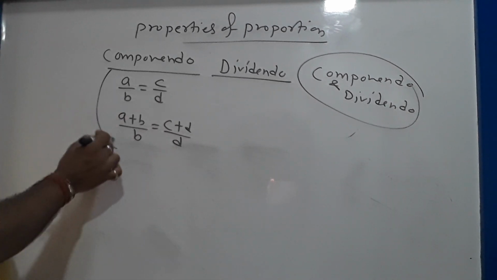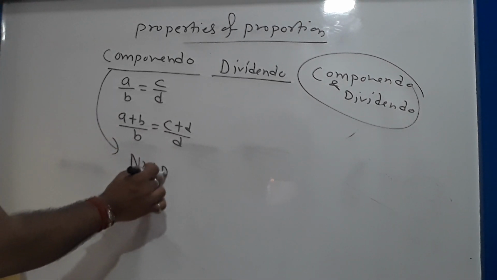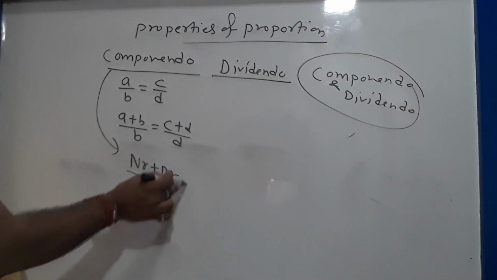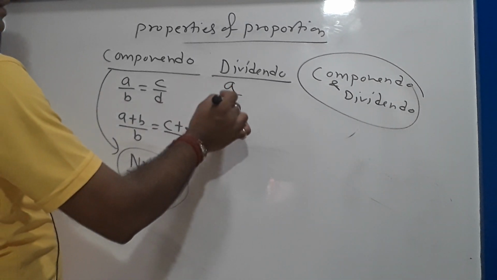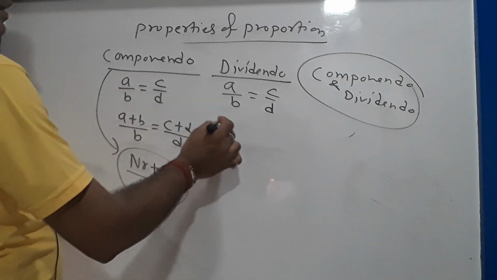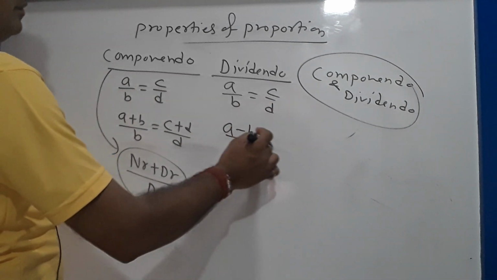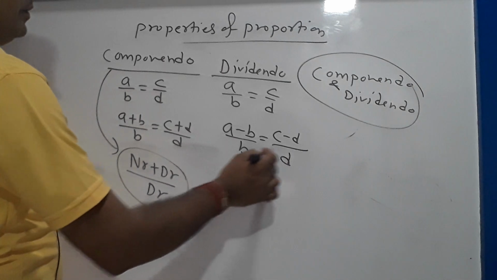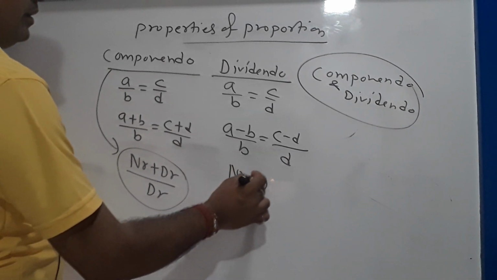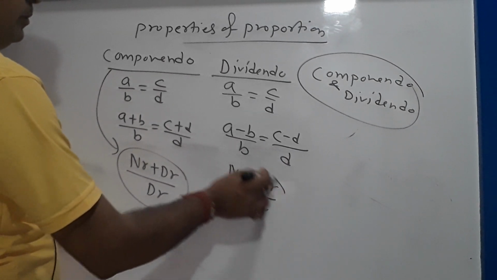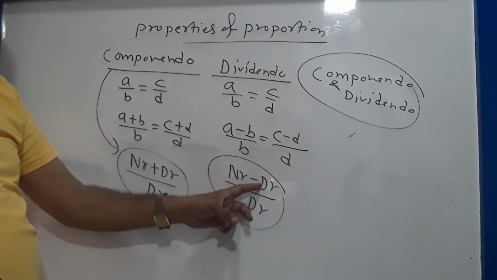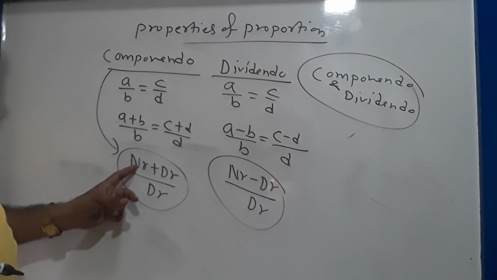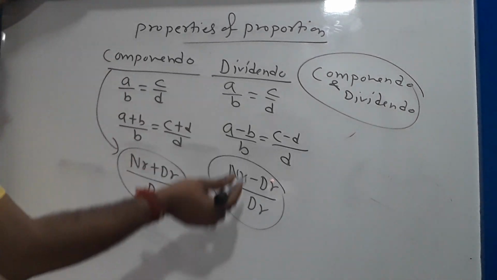So what is this form? Componendo: numerator plus denominator upon denominator on both the sides. Then dividendo: A upon B is equal to C upon D, we write (A minus B) upon B is equal to (C minus D) upon D. So this is numerator minus denominator upon denominator. In dividendo we have minus sign, numerator minus denominator. In componendo we have plus sign, numerator plus denominator. Now you club these two.